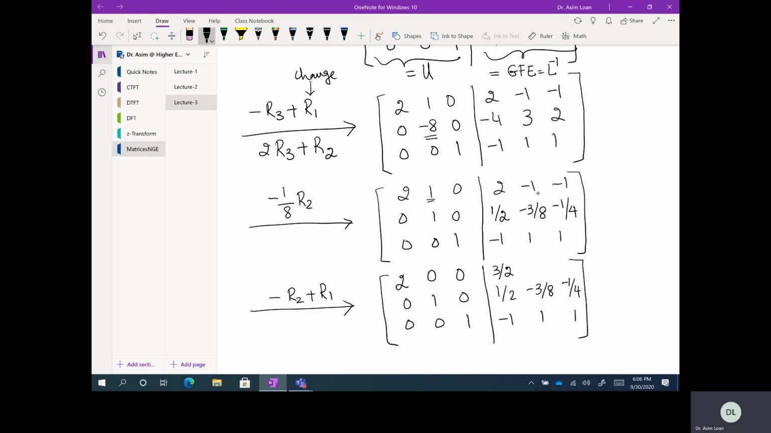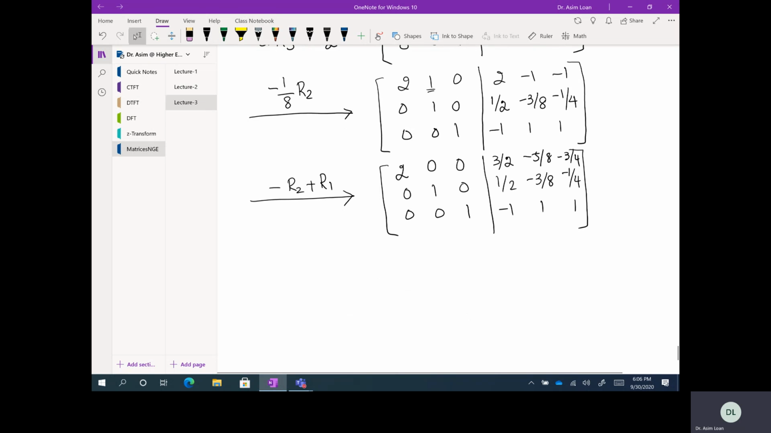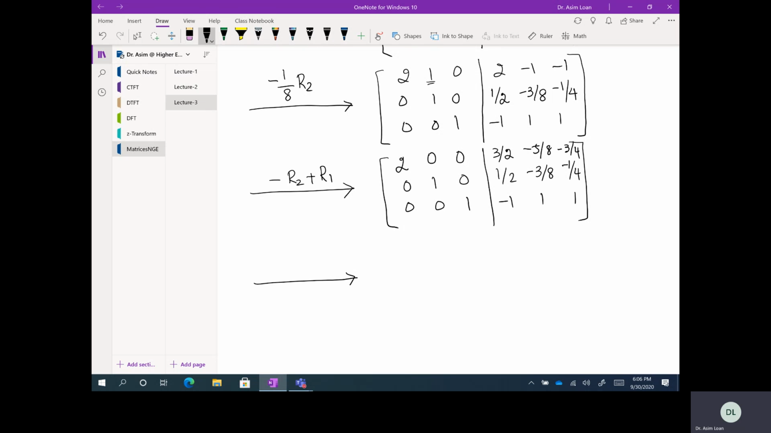Plus 3 by 8 minus 1. Plus 3 by 8 minus 1 is minus 5 by 8. And this one would be plus 1 by 4 minus 1, which is minus 3 by 4. And the last step is R1 divided by 2.